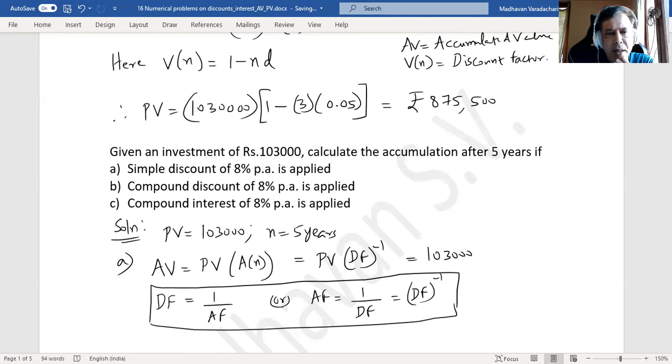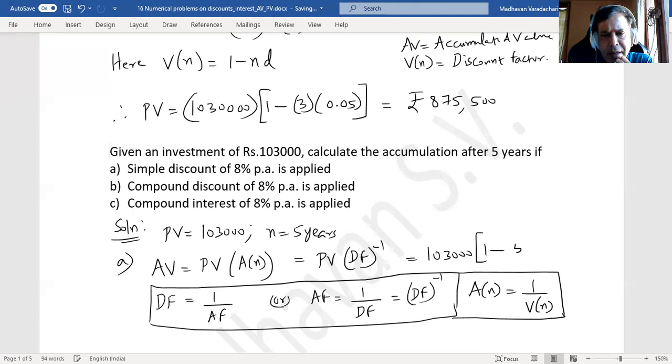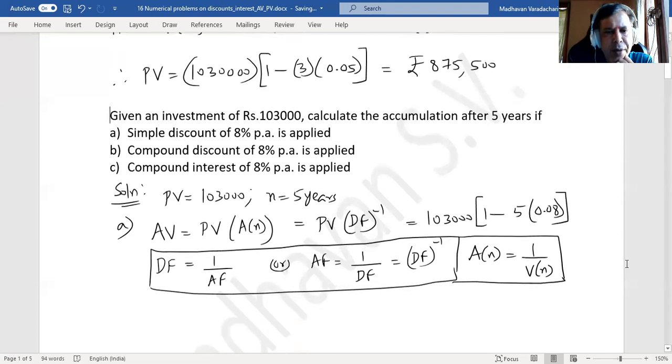Now, present value is known to be 103,000. The discount factor for a simple discount we already saw here: 1 minus ND. We can also say AN is nothing but 1 by V of N, so all are the same, it's nothing but the factor. So here it will be 1 minus N, where N is 5 years, times discount rate, given as 0.08. So accumulated value therefore will be what? Let us calculate it.